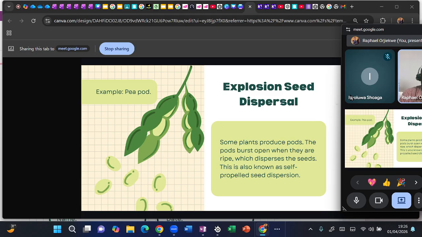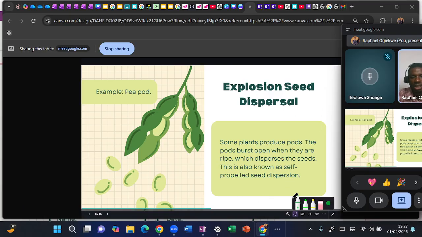Self-propelled seed disperser. So when it explodes, then while it's dropping, the wind is going to push it away from the parent plant, or from the main plant where it's produced, and from there it can start germinating. So an example is the pea pod explosion disperser. Then the next one, do you have a question on this?